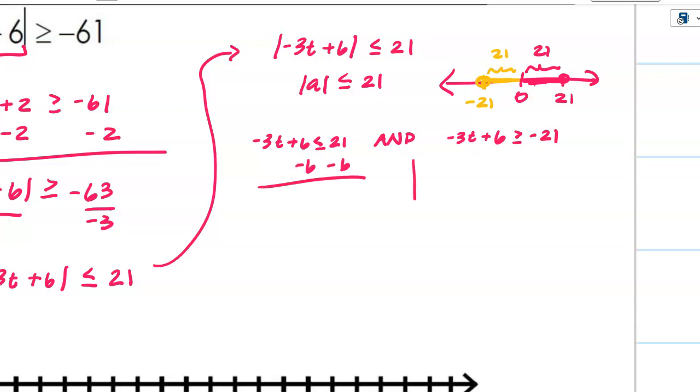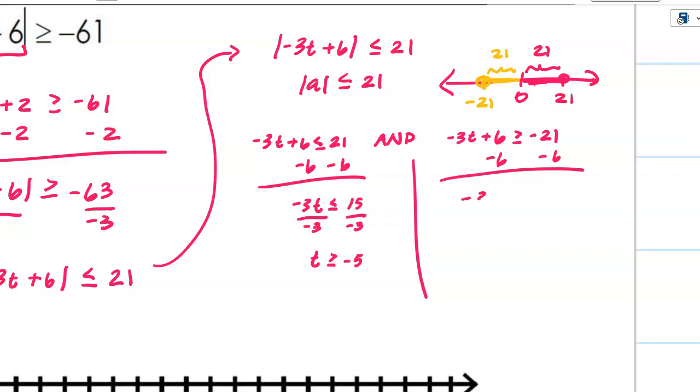Subtract 6 from both sides. -3t is less than or equal to 21 minus 6. I think it's 15. Divide both sides by -3. Once again, U-turn, and we have -5. Subtract 6 from both sides: -3t is greater than or equal to -27. Divide both sides by -3. t is less than or equal to 9.